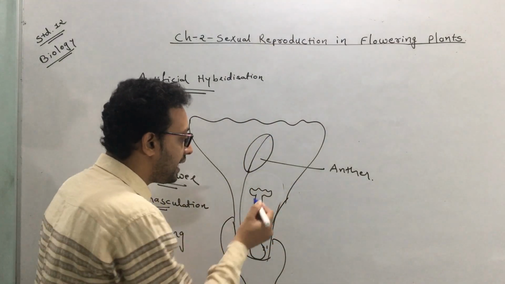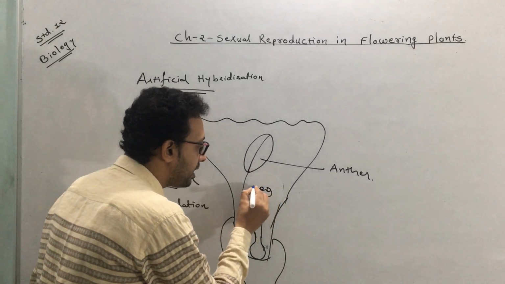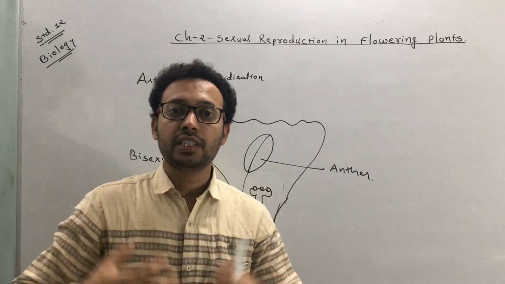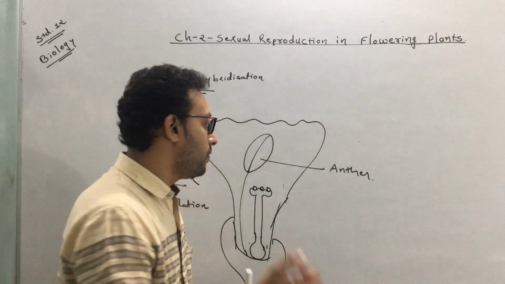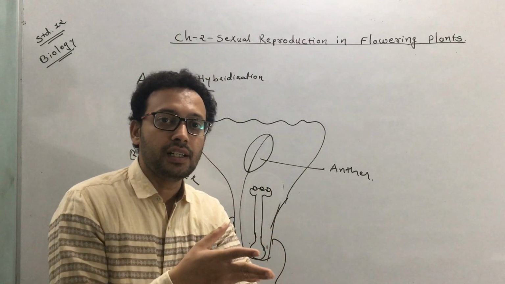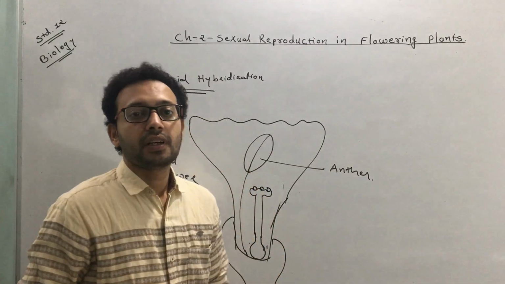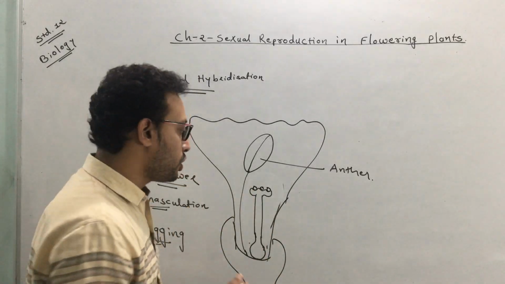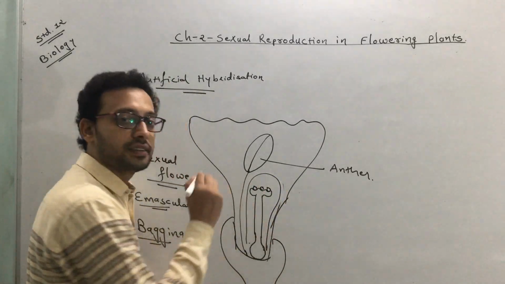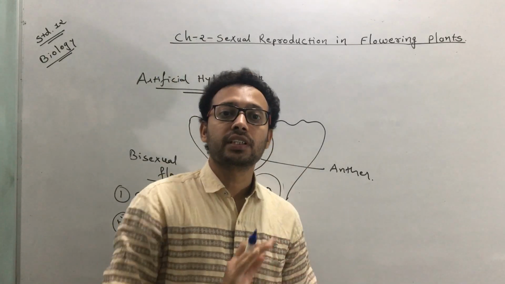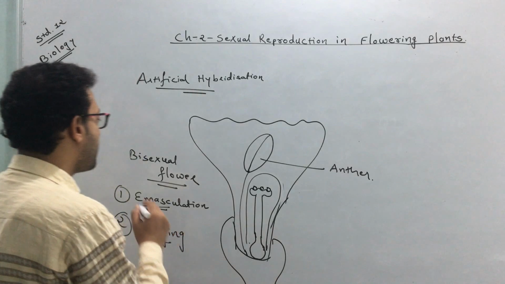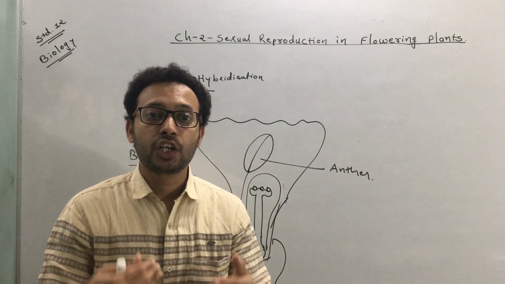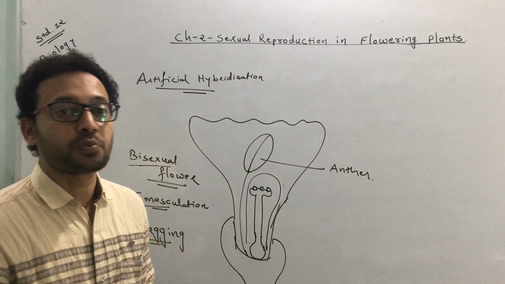Clear? And we artificially apply a desired pollen grain, which is obtained from another plant. Based on the characteristic we need in the next generation, we collect that pollen grain and we sprinkle or dust it onto the stigma of the carpel. Once it is dusted, it is again covered, so another pollen grain doesn't fall on it. This is a technique performed in bisexual flowers, and thus we get a desired crop, plant or offspring.